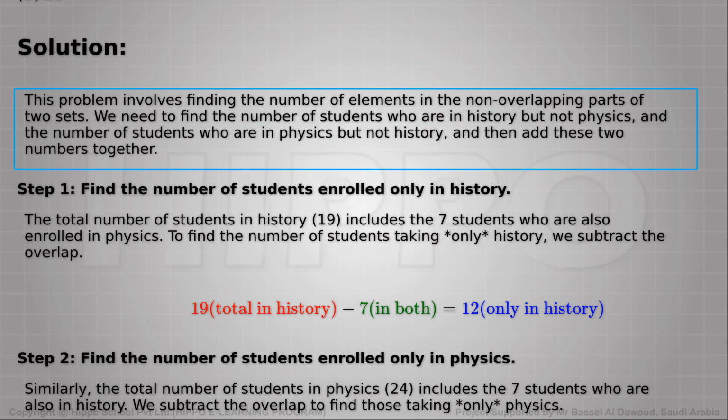The key to solving this is to understand what the numbers represent. The 19 students in history and 24 in physics are the total for each class. But there's an overlap of 7 students. To find who is in only history or only physics, we have to remove that overlap from each group. Imagine 2 overlapping circles, like a Venn diagram. We're trying to find the number of students in the parts of the circles that do not overlap.